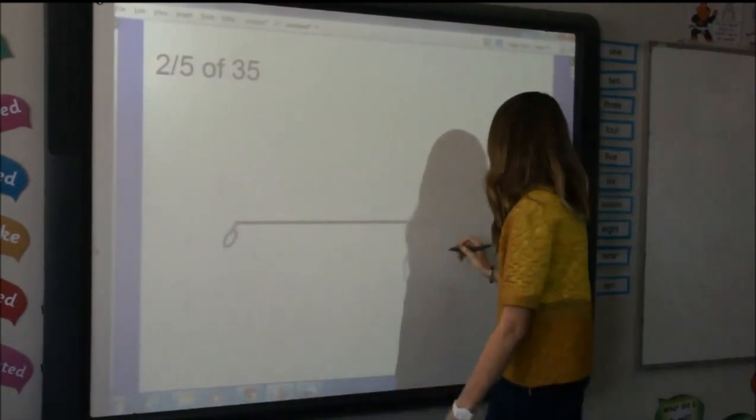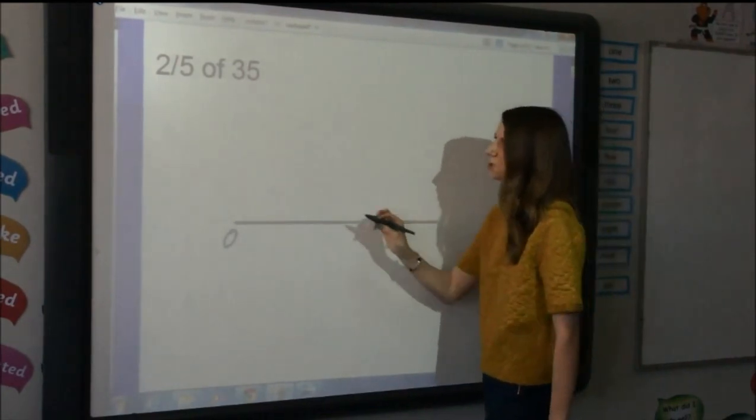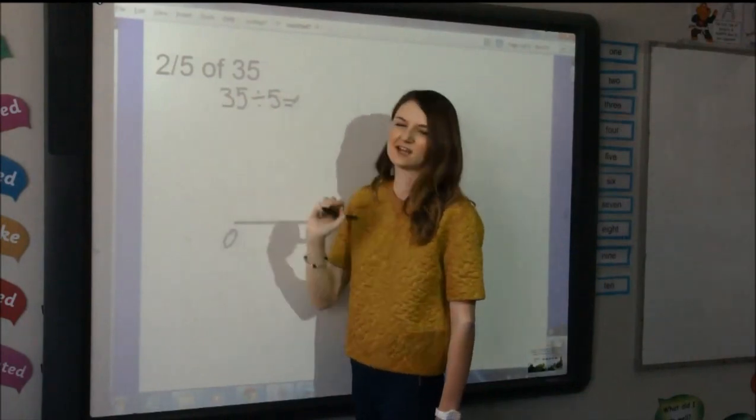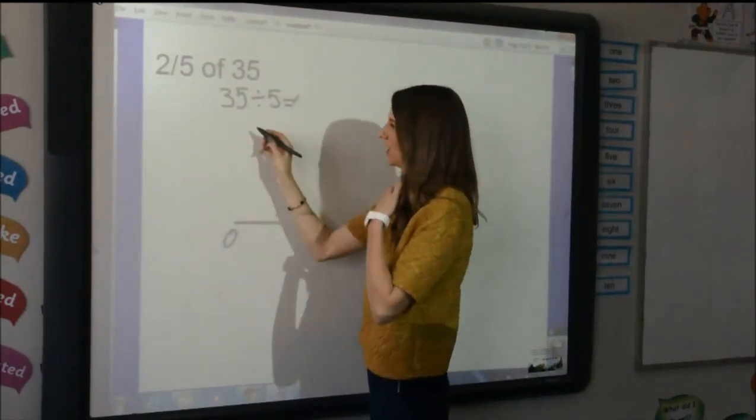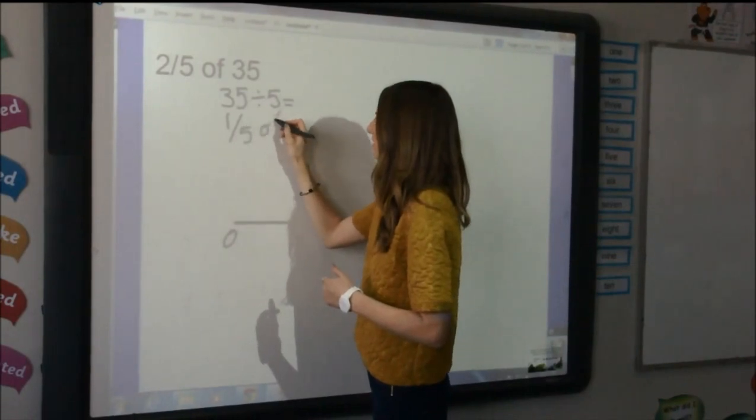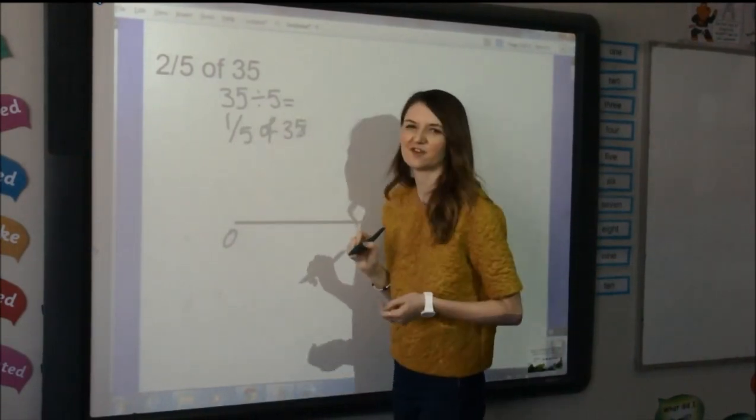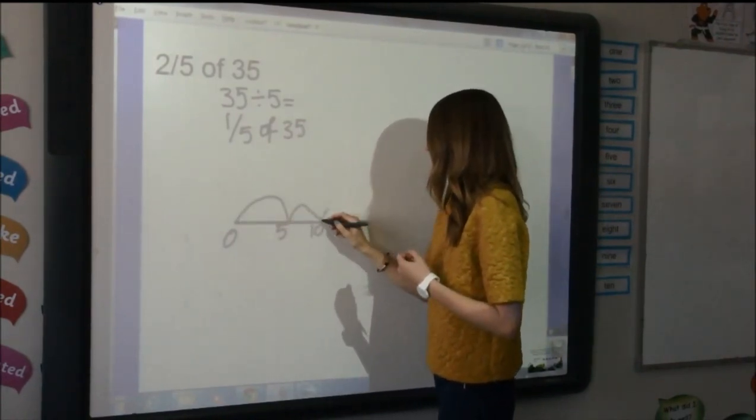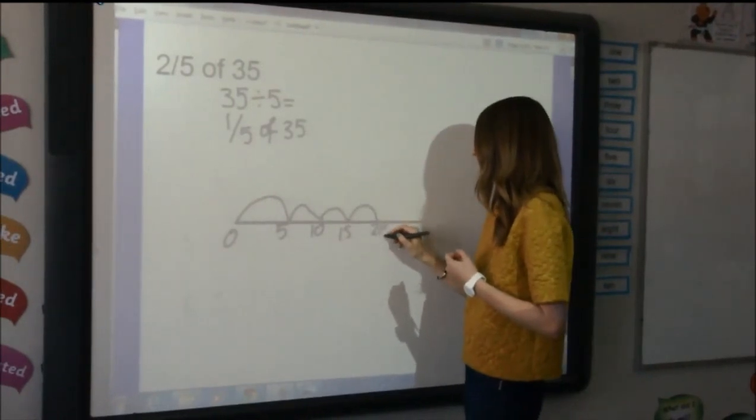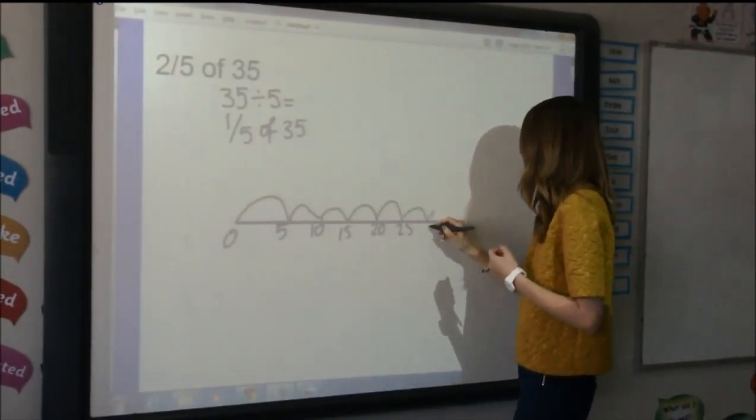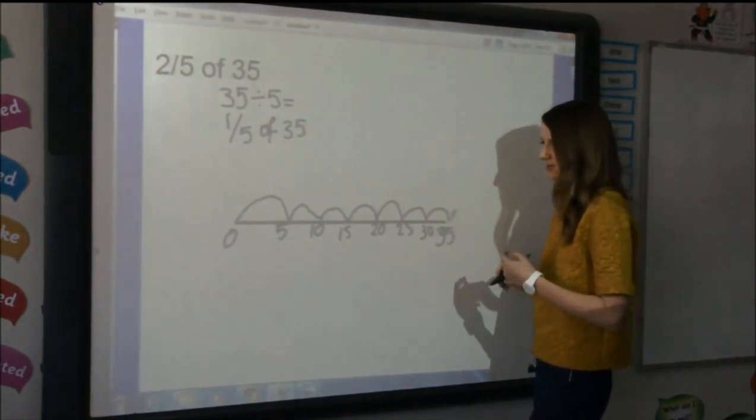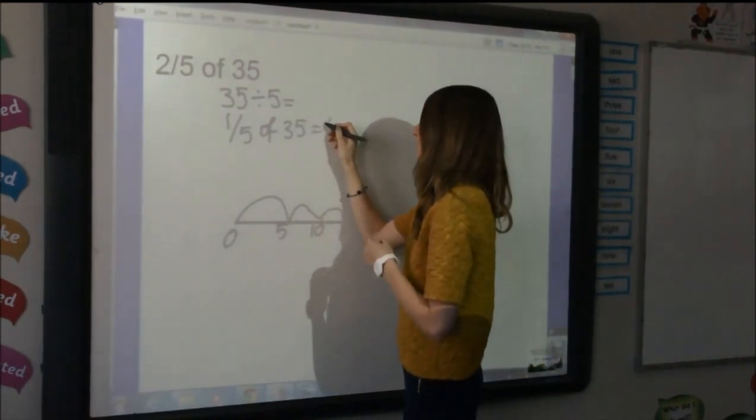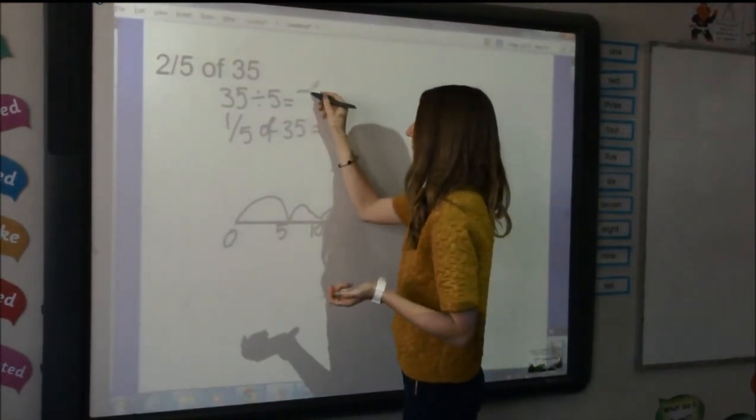So we're going to put 0 here and we're going to put 35 over here, not forgetting 35, and we're dividing by 5. We're going to find out 1/5 first of all, okay? So if we calculate 1/5 of 35, we'll then move on to finding 2/5. So counting in 5s, all the way along until we get to 35. So I've got 1, 2, 3, 4, 5, 6, 7 jumps. So 1/5 of 35 equals 7. 35 divided by 5 is 7.